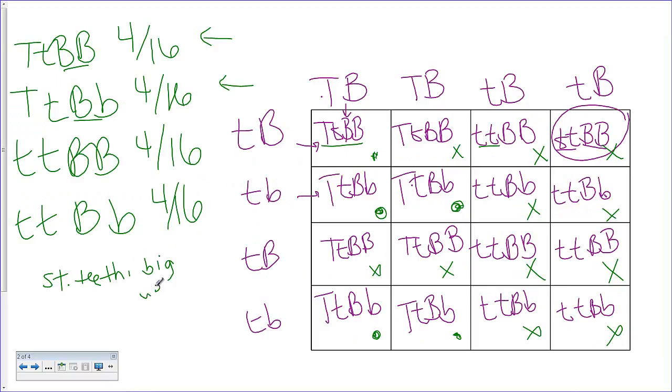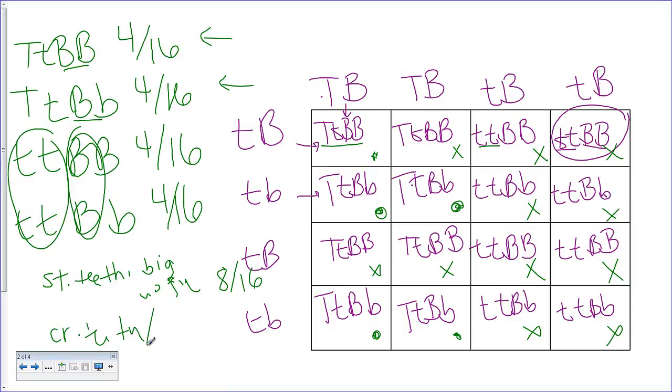And my computer's being goofy right now. You can see that we have 4 out of 16 and 4 out of 16. You add them up. That would be 8 out of 16, or 1/2. You could simplify, you don't have to. The next one here, both of these have crooked teeth, and both of these will have big nose. It's really not working. Crooked teeth, big nose, you add them up. This is also 8 out of 16.